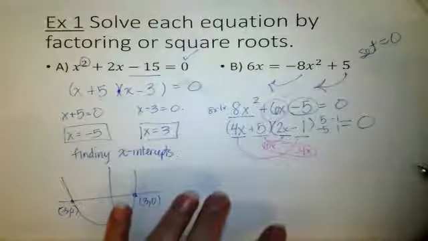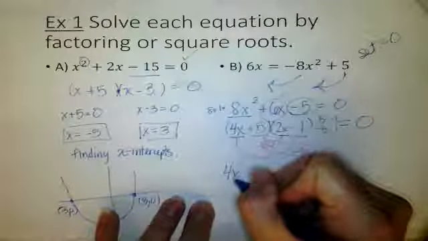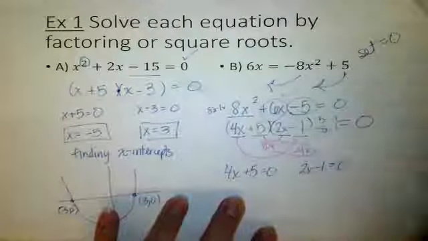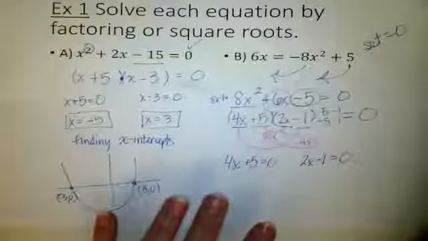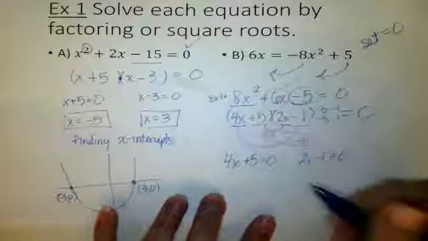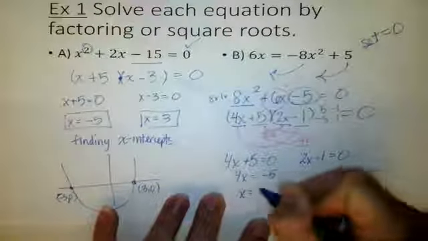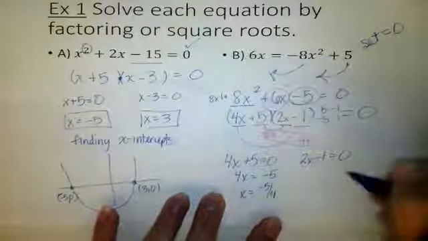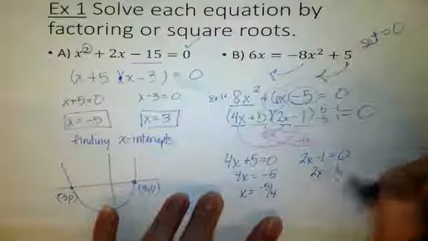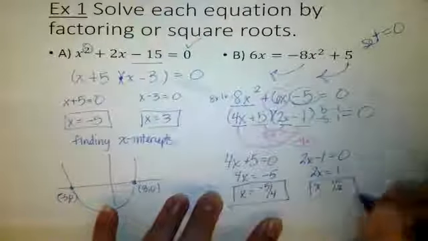Set each bubble equal to 0. That's what it tells you to do. And now we can solve for x. So what am I going to do over here with 4x plus 5? Minus 5, and then divide by 4. So negative 5/4. 2x minus 1 equals 0. We're going to add the 1 and divide by the 2. And so these are our two solutions for x.